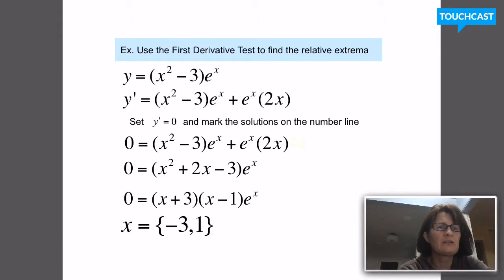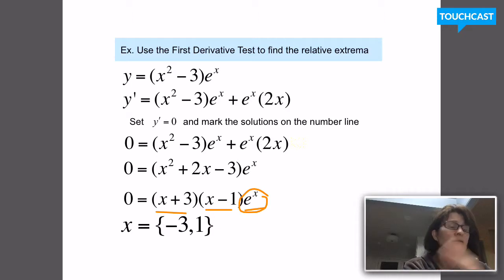Notice that when I factor, here I have 3 factors multiplied together to make 0, which means either x plus 3 equals 0, or x minus 1 equals 0, or e to the x equals 0. Of course, e to the x can't ever equal 0. E to the x is always positive, so that's why I don't have a solution from this factor. It's still a factor in my derivative, though.